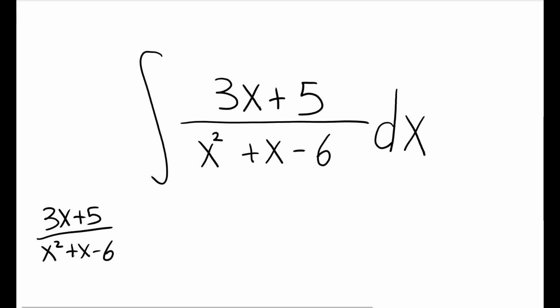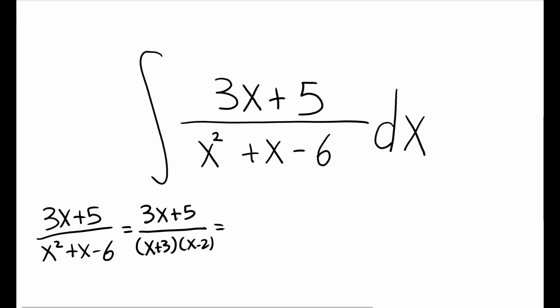Our main reason for doing this is to break down our complex fraction into smaller, simple fractions so it is easier to evaluate our indefinite integral. And the first step you always want to do when decomposing a fraction is factorizing your denominator. In this case, we get x plus 3 times x minus 2.